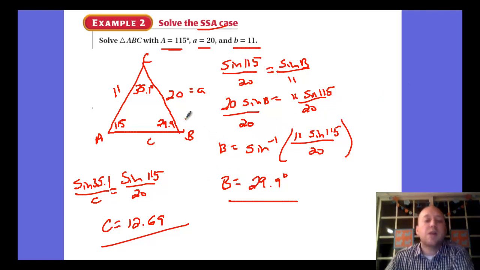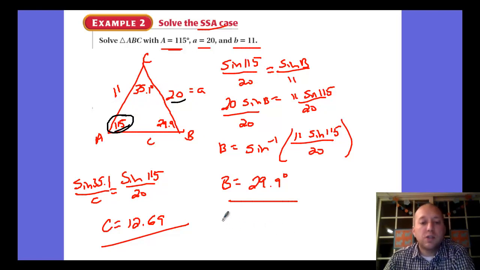This example in itself was not bad. And the reason why I know that is because this angle right here is actually obtuse, and 20 is a larger side length than 11. So I know the shape I'm really dealing with.